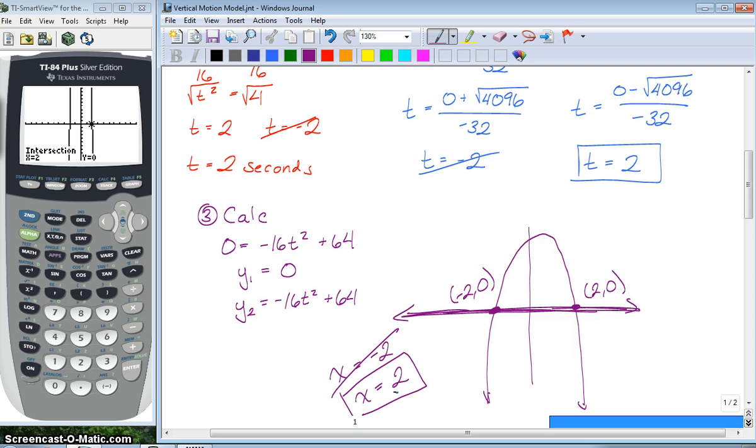It doesn't matter which method you choose, it's whatever you are more comfortable with. Just make sure you show all your work and show your teacher everything that they need to see.